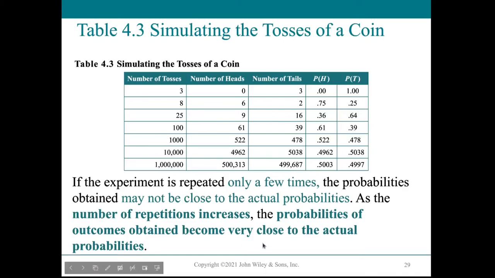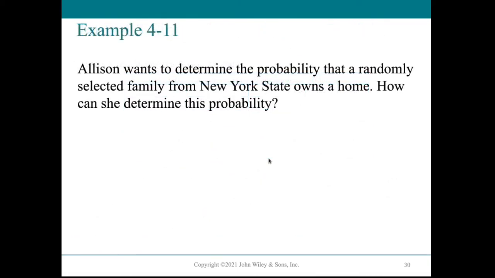Sorry. So basically, the simulations occur whenever the outcomes are not equally likely to occur, and we don't know how likely each one is. That's why we need to calculate them. So let's have an example. Allison wants to determine the probability that a randomly selected family from New York State owns a home. How can she determine this probability?